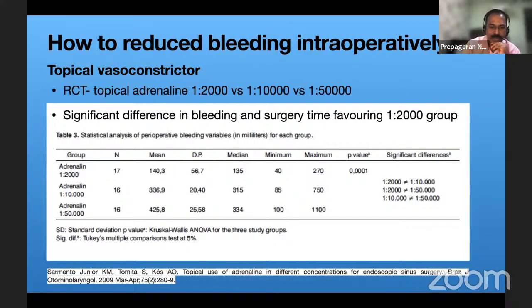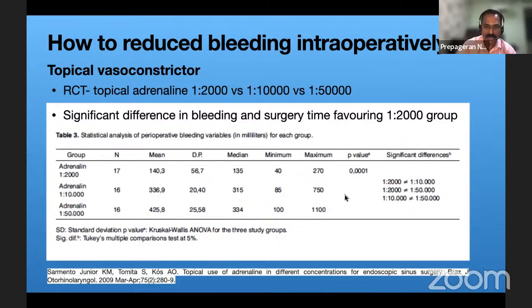And again, comparing the dilution of adrenaline, comparing 1 in 2,000, 1 in 10,000, and 1 in 50,000. Again, you can see the amount of milliliters of blood loss. The maximum blood loss in 1 in 2,000 is 270, it becomes 3 times more in 1 in 10,000 adrenaline, and it increases almost 5 times more in 1 in 50,000 adrenaline. Therefore, the more concentrated the adrenaline is, the better your surgical results, and the lower the amount of blood that you lose.